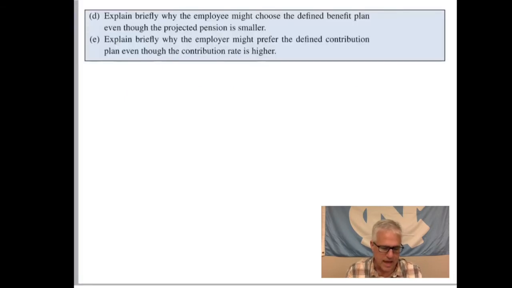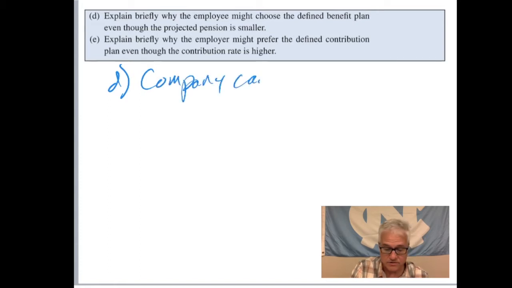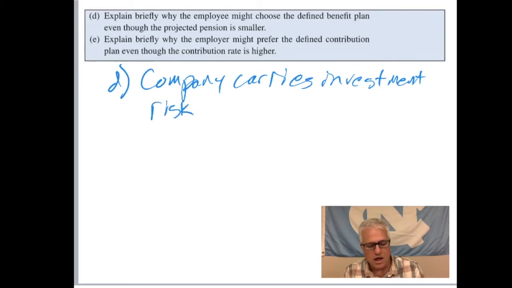All right. D and E, after that hard question, they become a lot easier. So D says, explain briefly why the employee might choose the defined benefit plan even though the projected pension is smaller. So for D, it's very simple. The company carries the risk. Company carries investment risk, and survivorship risk for that matter. So that means if the funds don't earn the expected interest rate, the company has to make up the loss.